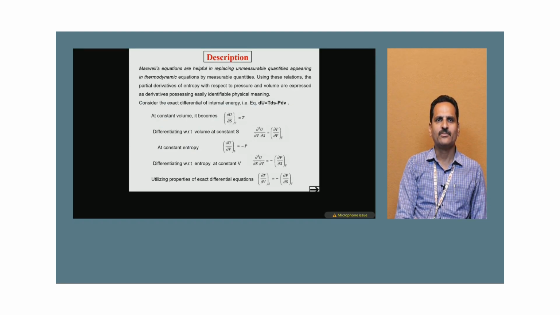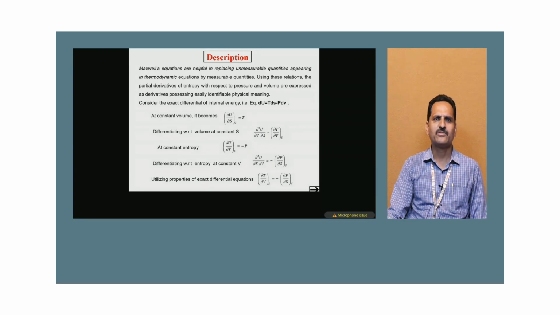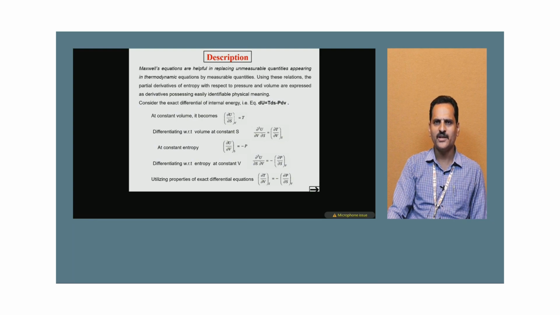Before going to the Maxwell equations, let's see some importance of them. Maxwell equations are very useful in replacing unmeasurable quantities with measurable quantities in thermodynamic equations. Using these relations, the partial derivatives of entropy with respect to pressure and volume are expressed as derivatives possessing easily identifiable physical meaning.